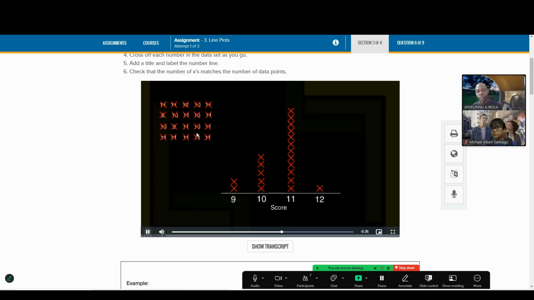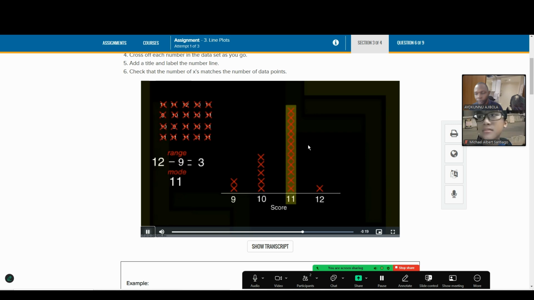The range can be found using the line plot. To find the range, simply say 12 minus 9, the biggest number minus the smallest number, and that is 3. The range is 3. The mode is 11. The mode is 11 because 11 in this case appears the most, 12 times.